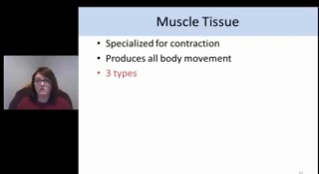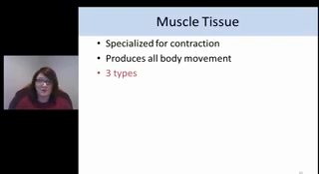There's three types of muscle tissue we're going to find in the human body. Cardiac muscle tissue, which is in the heart and is responsible for moving your blood. Skeletal muscle tissue, which tends to be attached to your bones and is for moving your skeleton, doing large body movements. And then smooth muscle tissue, which is the least well known of the three.